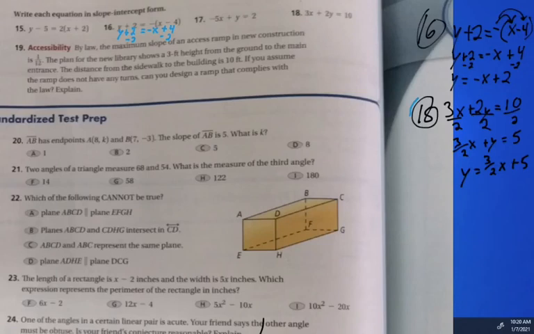I think I got it to be negative 3. Would it be negative? Yes, it would be. Good catch.